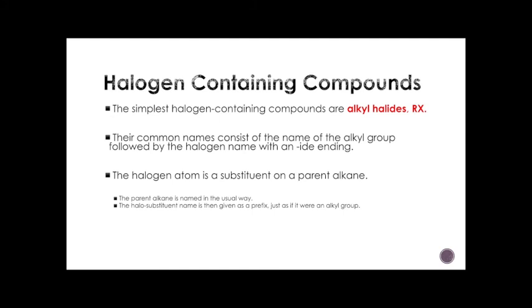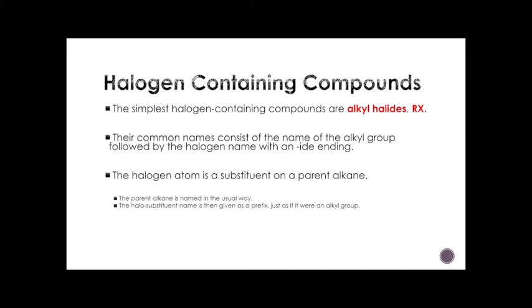Okay, last part, and we've actually pretty much covered this already, but since it was in your book, I wanted to talk about it. Halogen-containing compounds, we've already been naming these. An alkyl halide is a compound that contains an alkyl group bonded to a halogen. So we've already been doing these. An aryl halide is a compound that has an aromatic ring bonded to a halogen. Again, we've already done those as well.